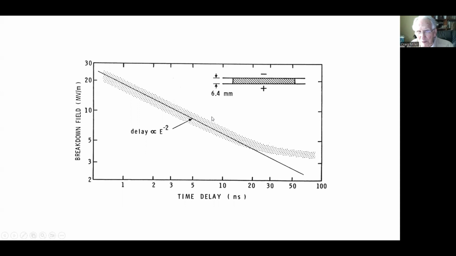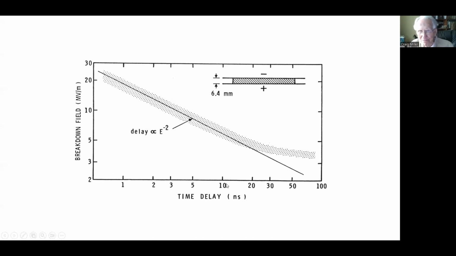Now, of great practical importance is the finding that the time delay until flashover occurs is a strong function of the electric field. For very short pulses, the nanosecond region, it is an inverse proportion. In other words, the delay is inversely proportional to the square of the electric field.